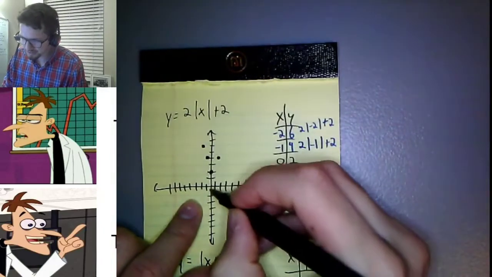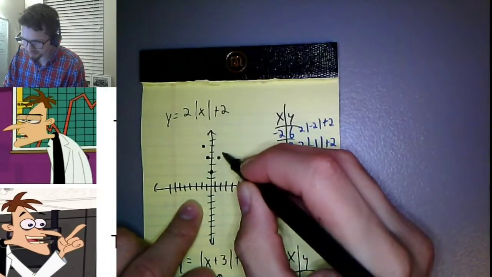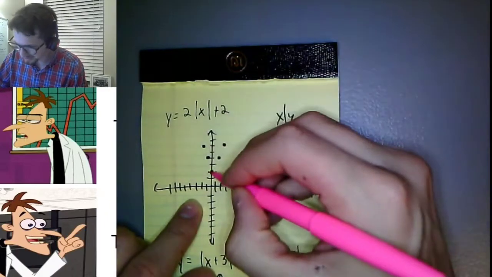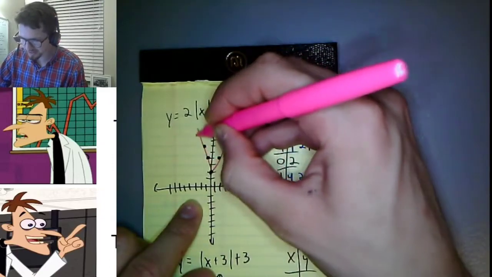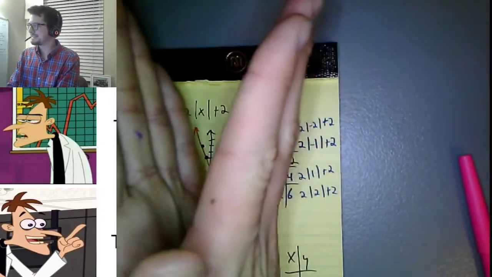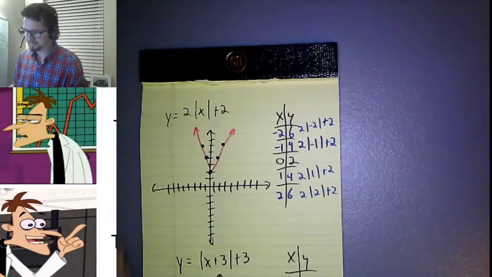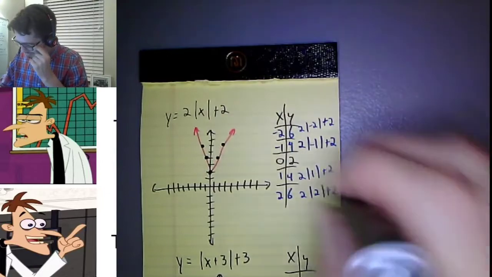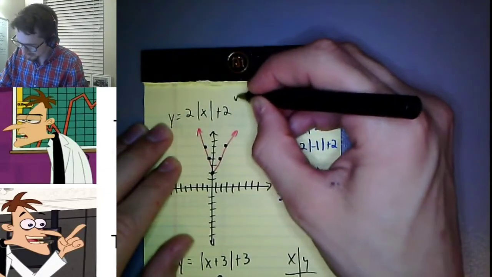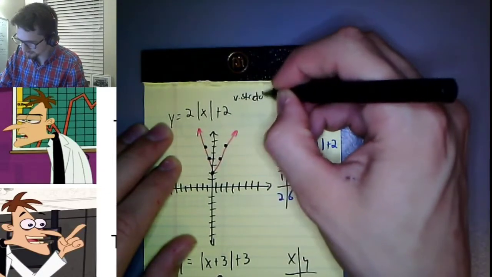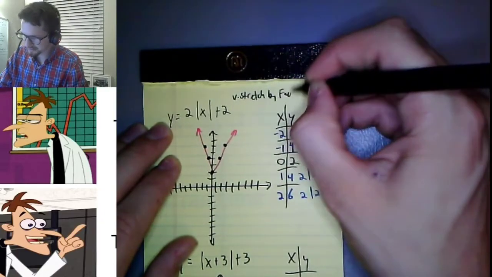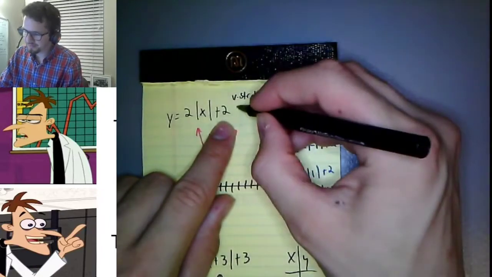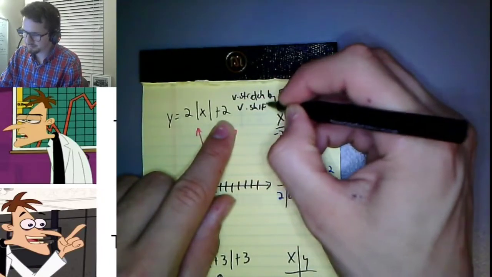Right 2, up 6. 1, 2, 3, 4, 5, 6. So I end up with a shape something like that. Hope you guys got the same shape. Basically a skinny absolute value shape. And it's skinny because of this 2, which is a vertical stretch by a factor of 2. And this plus 2 is a vertical shift up 2.